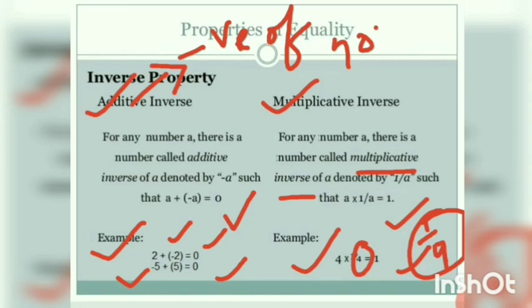Okay, now let us see some more examples. Suppose we have a number 5. In order to get 1, we have to multiply 5 with its reciprocal. What is the reciprocal of 5? 1 by 5. So 5 into 1 by 5 will be equal to 1.